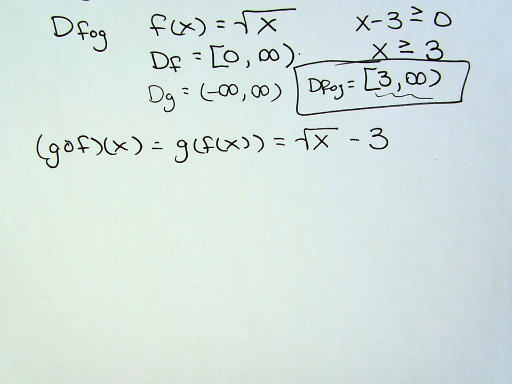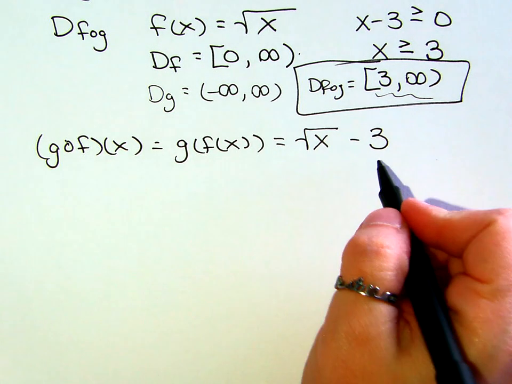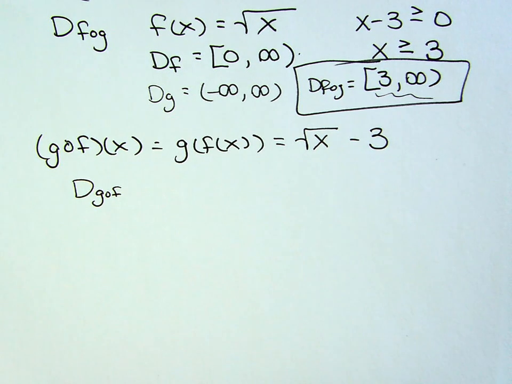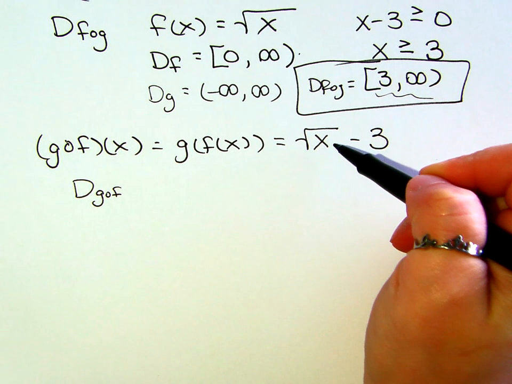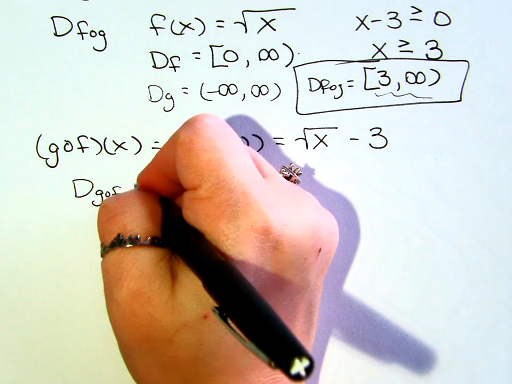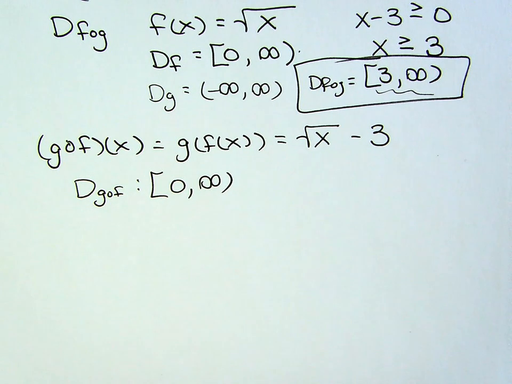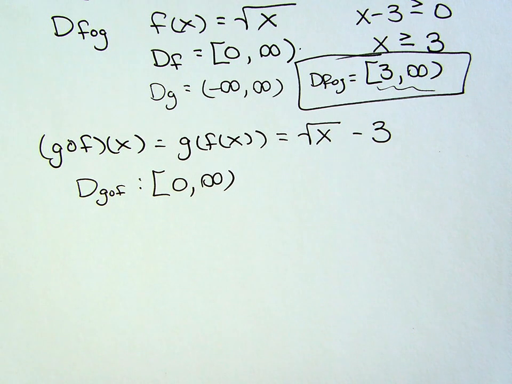So if I'm looking at this composite function, who wants to tell me what the domain is? All numbers greater than or equal to 0. Yeah, because we still can't have negative numbers underneath our radical. So all numbers greater than or equal to 0. You're going to see where we have to do a little bit more to find our domain in the next examples.